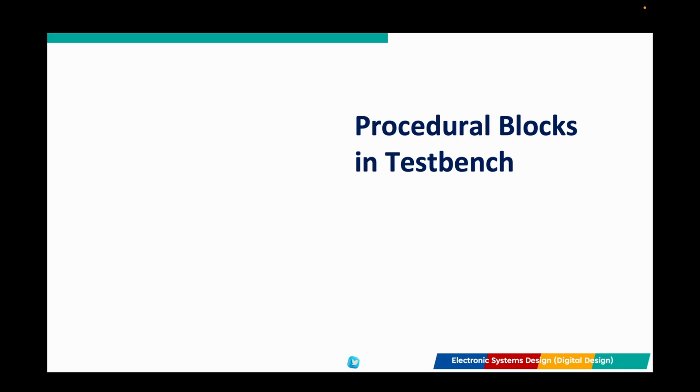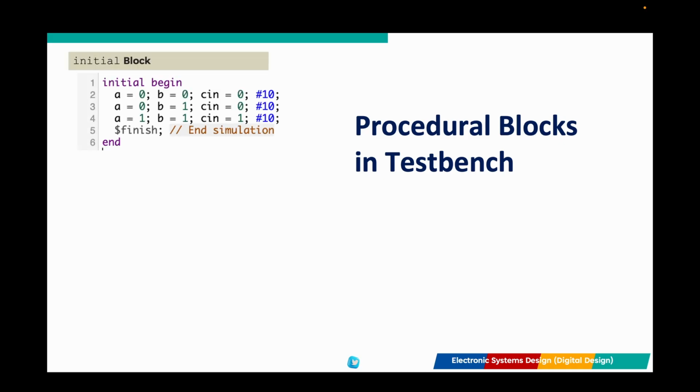Now that we have described our hardware, we need a way to test it. In Verilog, we use two primary procedural blocks to drive our simulation: the initial block and the always block. Think of the initial block as your setup routine. It runs exactly once, starting at the very beginning of the simulation. We normally term this as time 0. This is where you initialize your inputs, apply specific test vectors, and tell the simulation when to stop. Because it only runs once, it is perfect for defining a specific sequence of events.